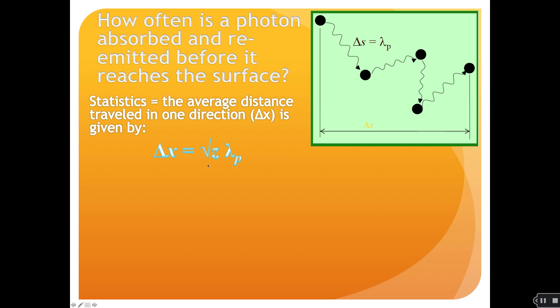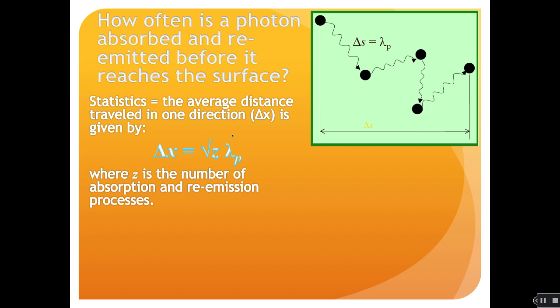And basically what you get is that this change in x is given by the square root of z times the mean free path, where z is the number of absorption and re-emission processes. So you think of it as it's moved a mean free path, and another, and another, and another. It's done it 4 times. And so this distance should basically be twice the mean free path.